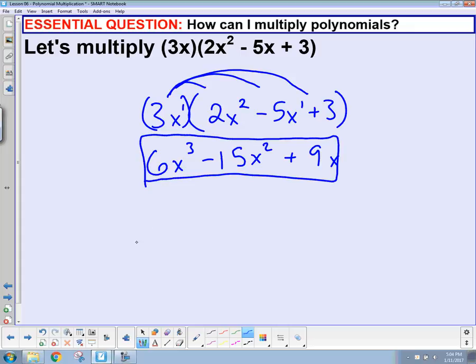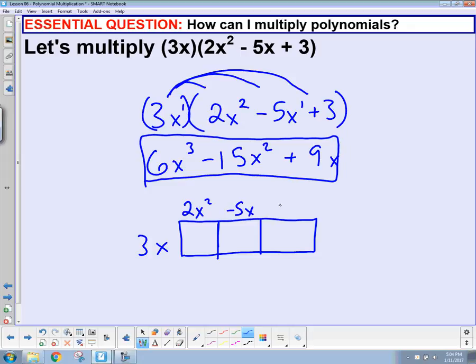We call it the box method. 3x, here's my boxes. You're going to cut it up in the number of terms you have. And this box method is going to be elaborated down the road. Maybe we'll get into it tomorrow. But notice I'm stacking my terms on top of it. And again, you'll multiply. 3 times 2 is 6. x cubed, again, understood to be a 1 right there.